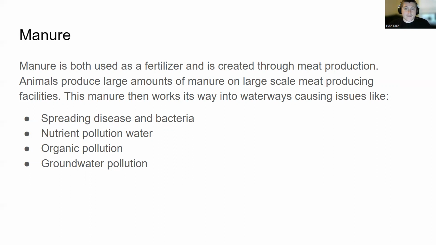Then you have organics inside the manure that also can poison the water. So you can get a lot of nasty little microorganisms in your water that can poison people and animals, and cause a lot of disease. And then, like I said, you get groundwater pollution when manure seeps into the soil and down into groundwater supplies.